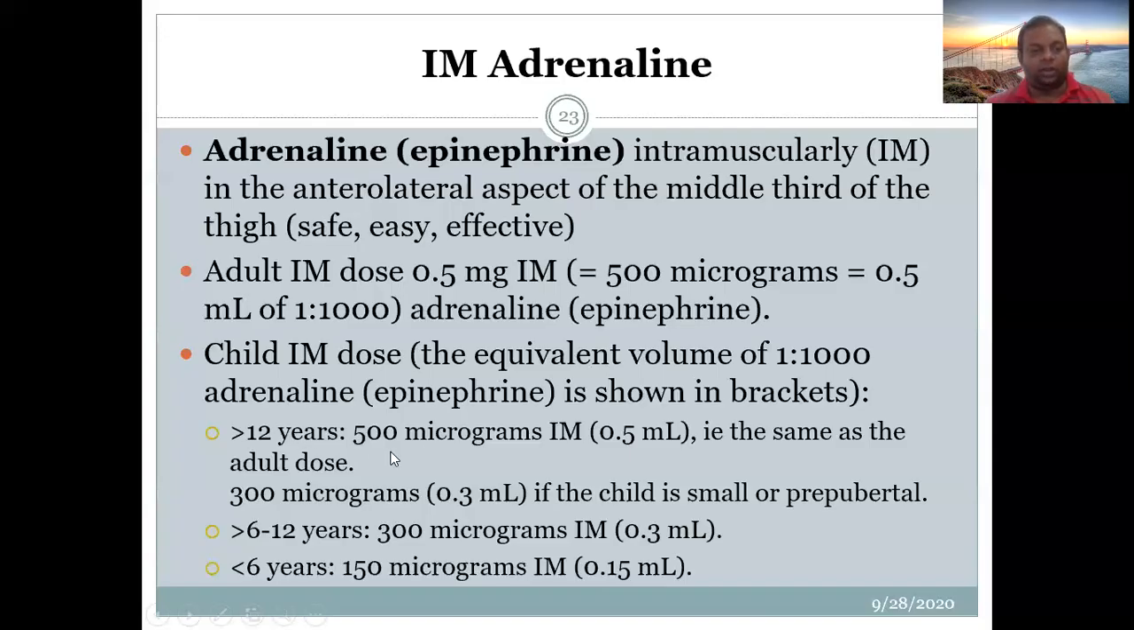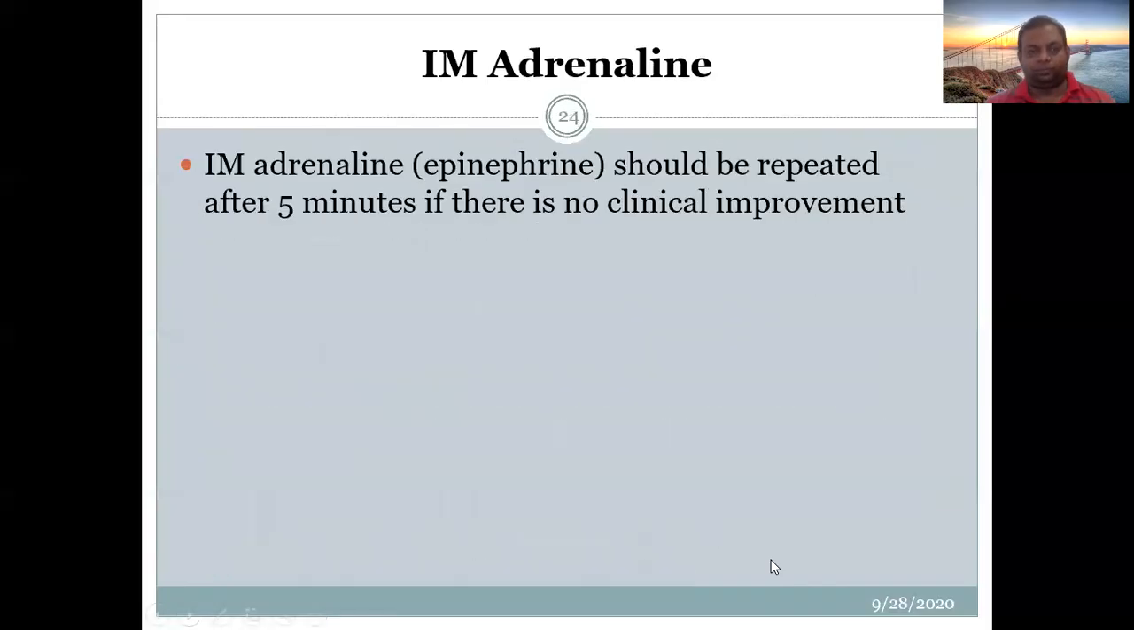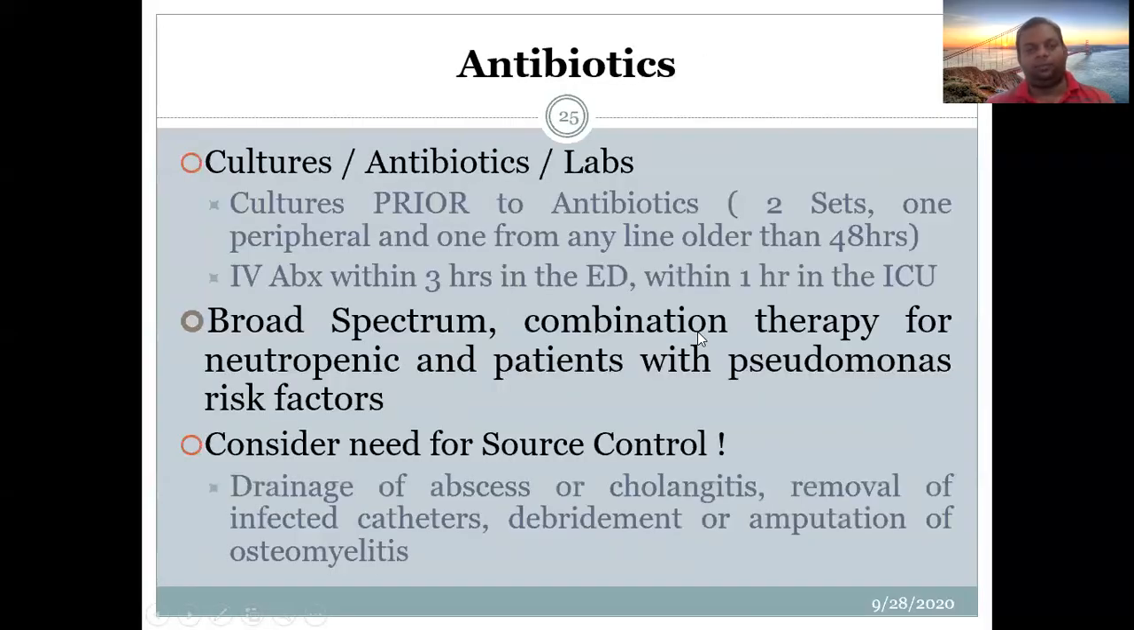For those more than 12 years, we give the usual dose. Otherwise, 300 micrograms if the child is small or prepubertal. For 6 to 12 years, it is 300 micrograms IM. For less than 6 years, we give 150 micrograms. We can repeat after 5 minutes if there is no clinical improvement, 2 or 3 times.